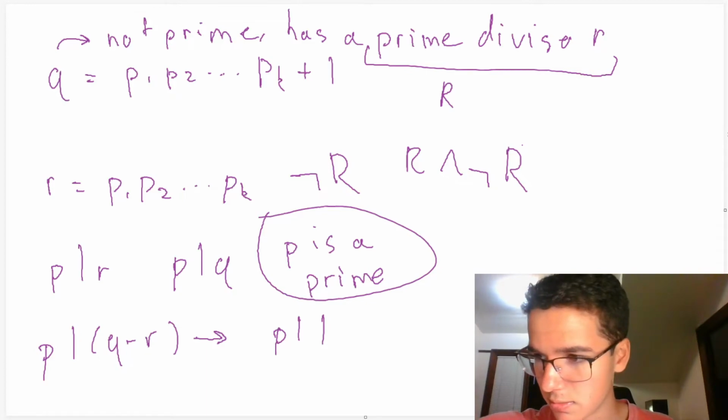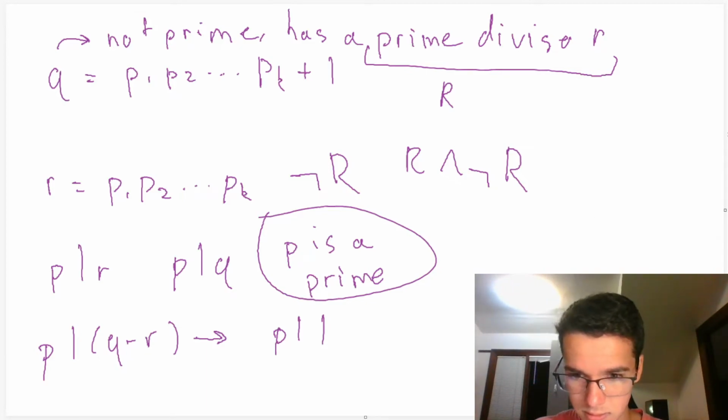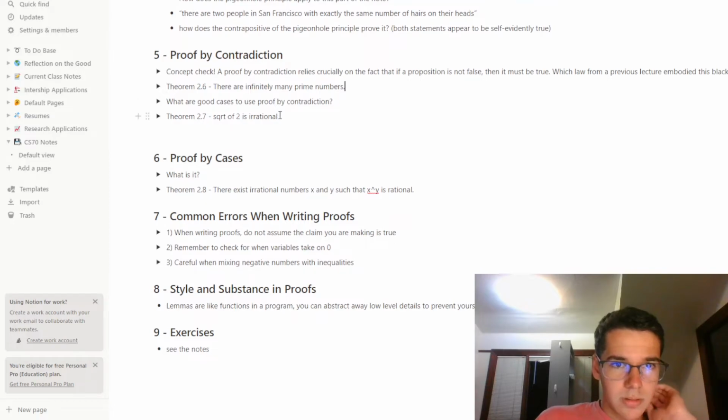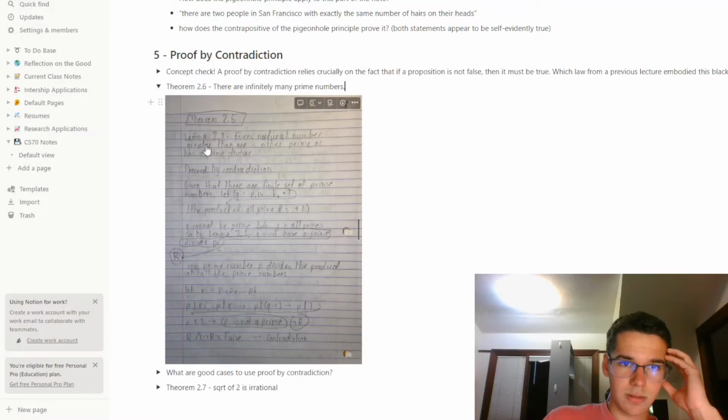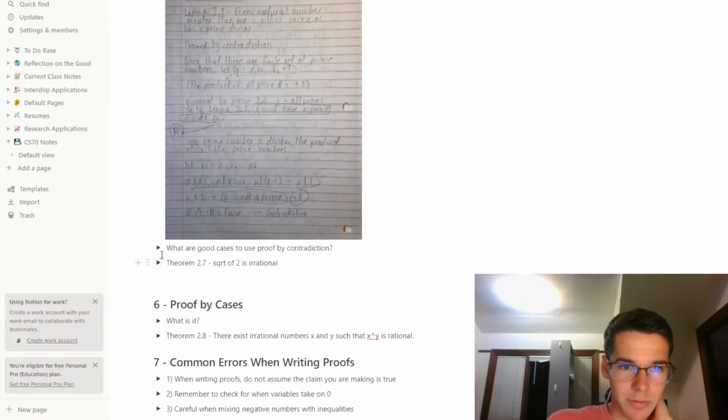Okay? Really quite powerful stuff, quite cool. Okay, so hopefully that makes sense. So the next part, and you can look at this notated a little better, is, what are good cases to use proof by contradiction? When would we want to use proof by contradiction?